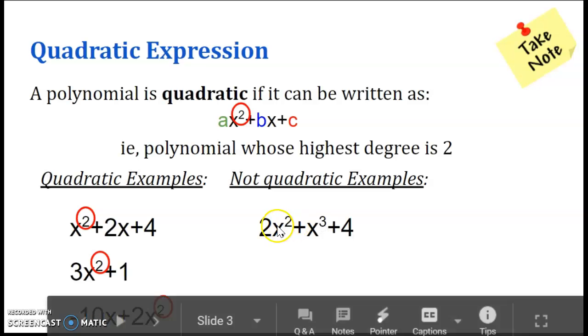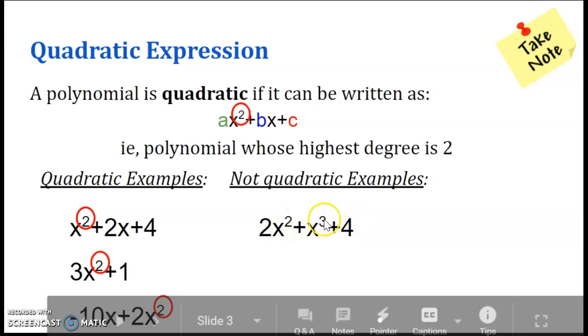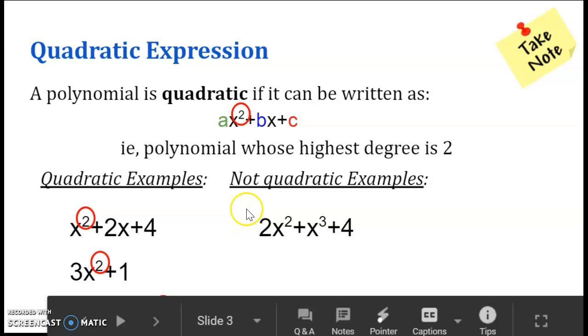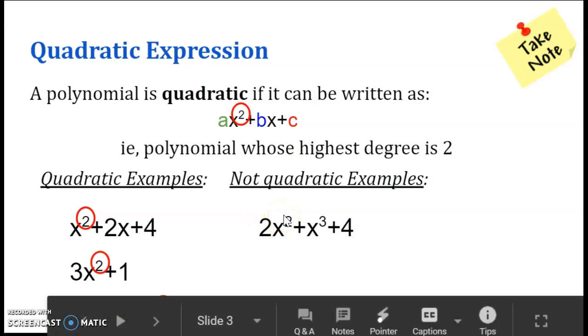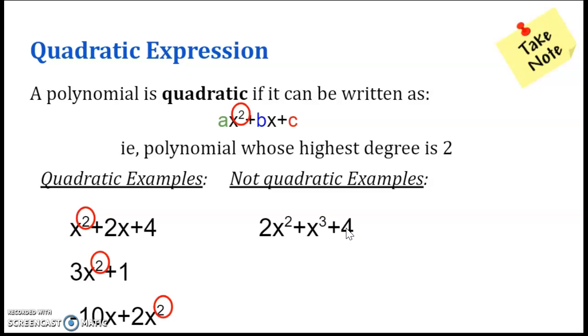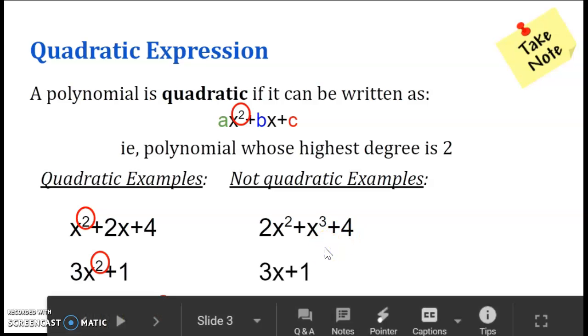And this is, again, the reason we like to write polynomials in standard form. That is, the highest degree right at the front, and then the variables with the different exponents in descending order. So x cubed at the front and then x squared followed, and the constants are always going to come at the end because that's the same as x to the power of 0. And 3x plus 1 likewise is not quadratic because the highest degree is not 2.